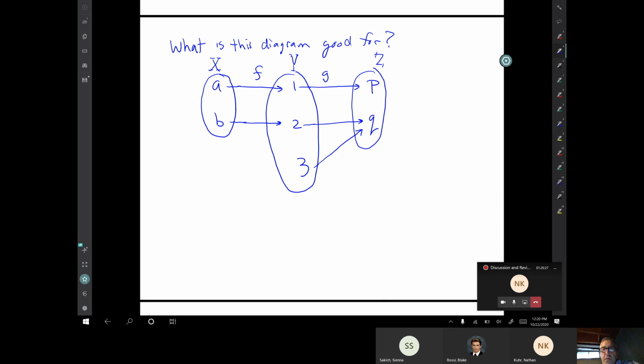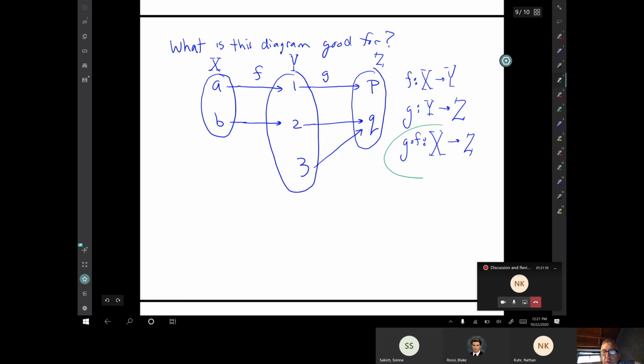So notice in terms of function diagrams, arrow diagrams, we have f is a function from X to Y, and we have g is a function from Y to Z. Now what about g composed with f? That's a function from X all the way over to Z. Now this diagram came up when talking about properties of compositions. What do you notice about this function and its properties?